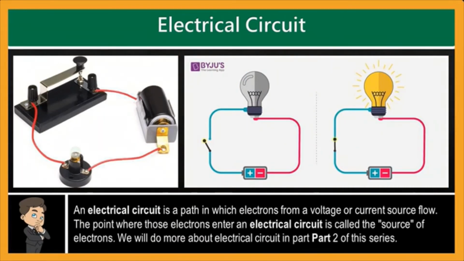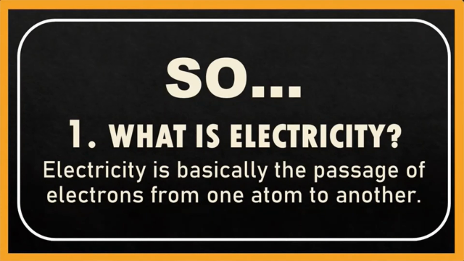Electrical circuit. An electrical circuit is a path in which electrons from a voltage or current source flow. The point where those electrons enter an electrical circuit is called the source of electrons. We will do more about electrical circuits in part 2 of this series.